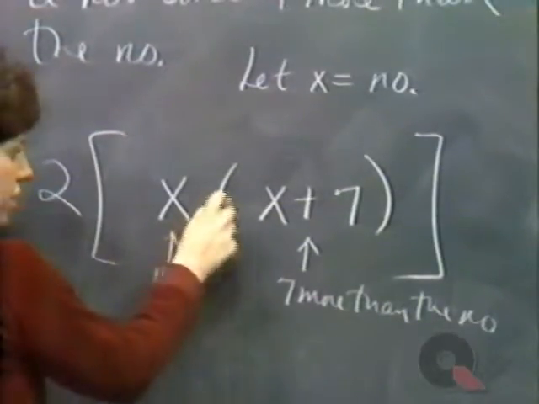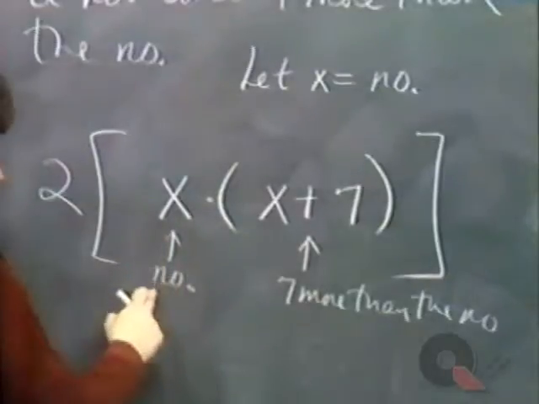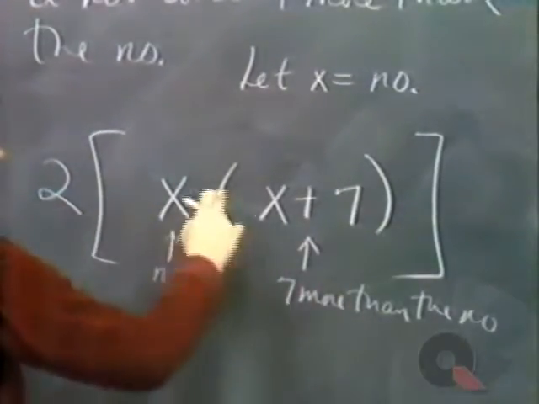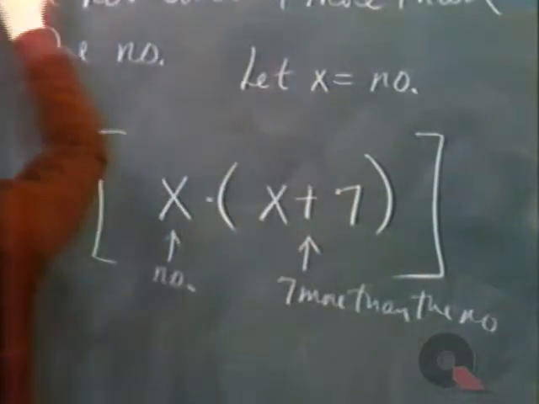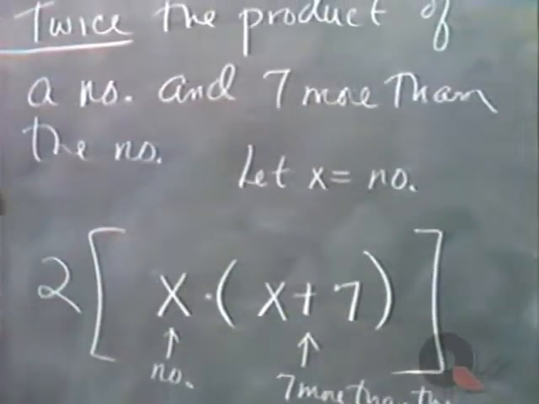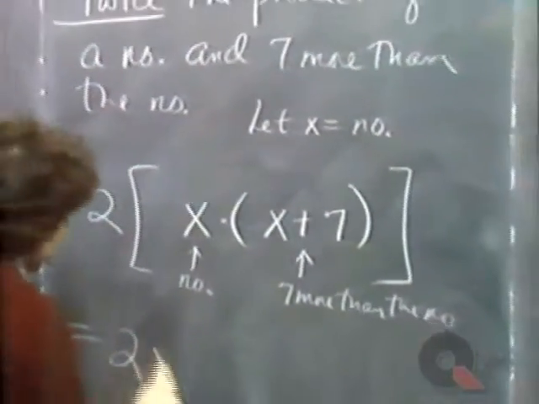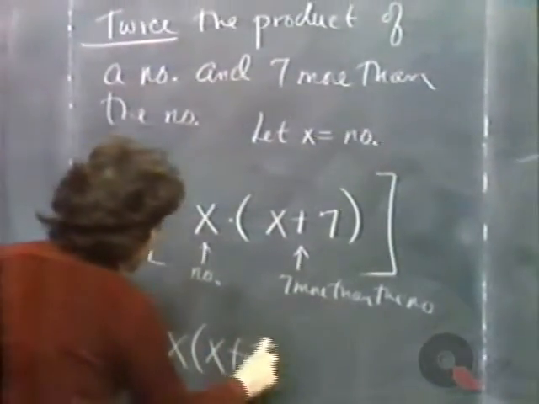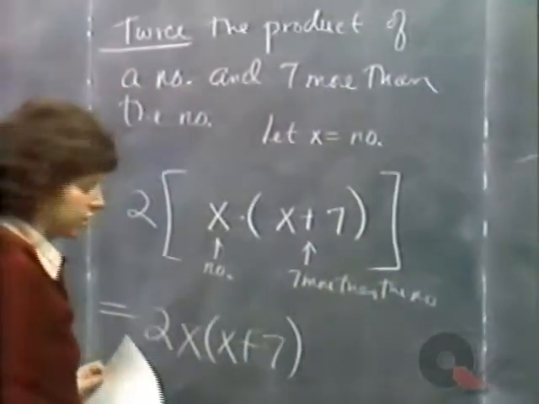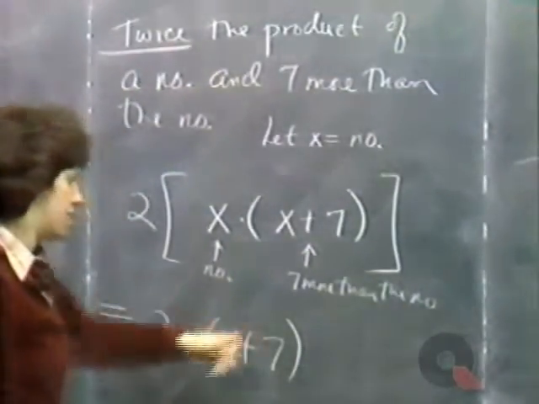Okay, you don't really need the dot here for multiplication. You have the parentheses. The number, 7 more than the number, the product of the number and 7 more than the number, and then take twice that whole thing, twice the product. Okay, here the brackets are really unnecessary. You can just write this as 2x times x plus 7. Twice the product of a number and 7 more than the number.